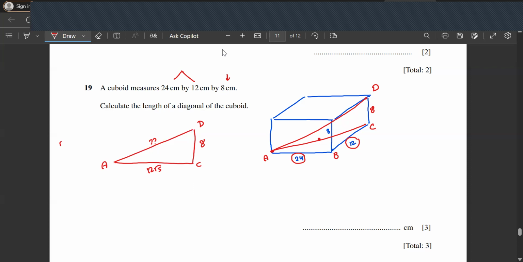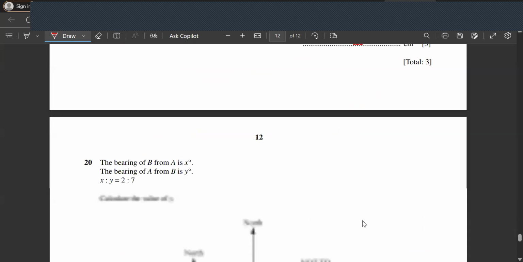Okay, so here, use Pythagoras again. So this is 12 root 5 squared plus 8 squared, all of this square rooted. It will be what? 28. So the answer is what? 28. You got it? Yes. Okay.